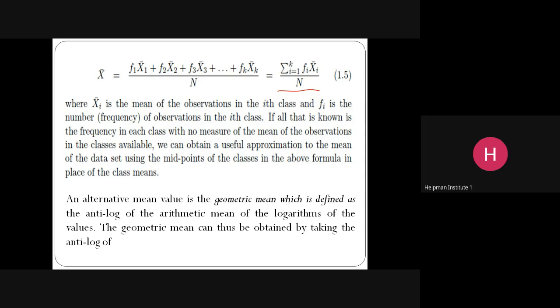So we can also have an alternative value for the mean, which we call the geometric mean. Now, this geometric mean is the antilog of the arithmetic mean of the logs. So when we do that, we get what is called the geometric mean. Yeah, so we have this representation here, or the nth root of the product of all the observations.